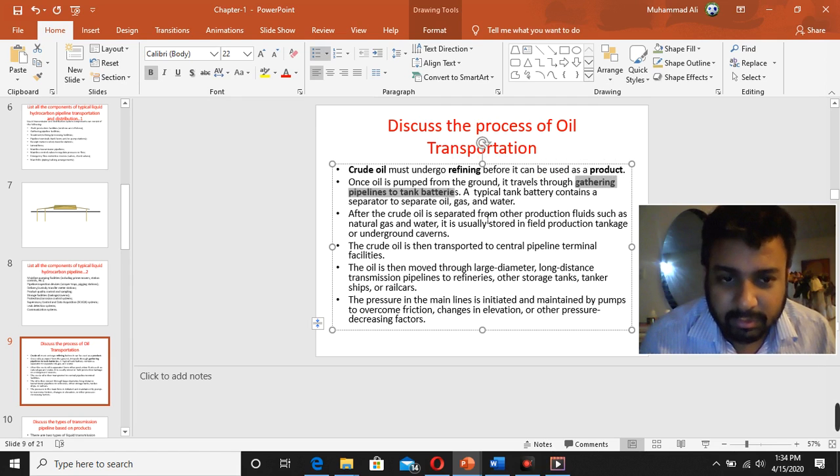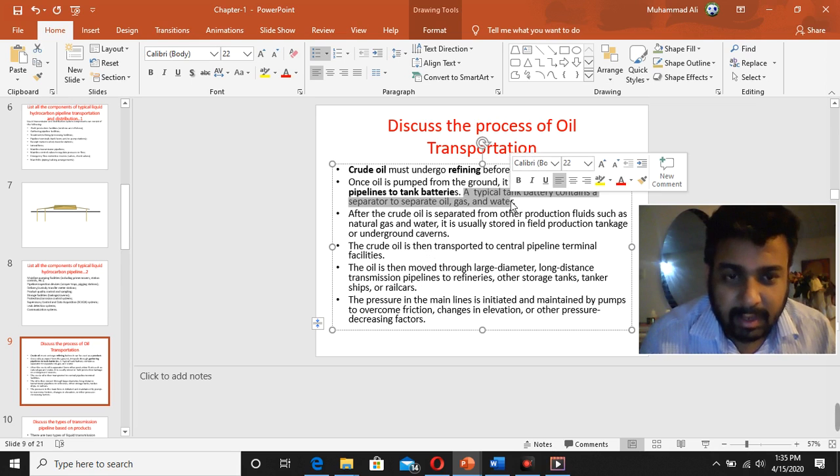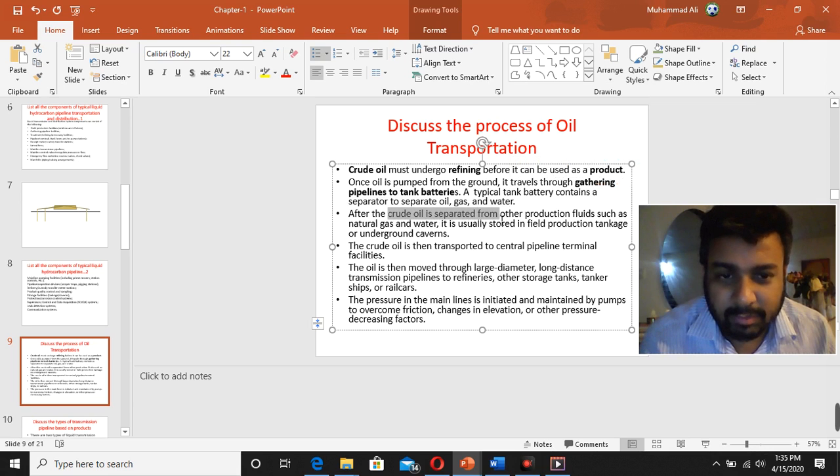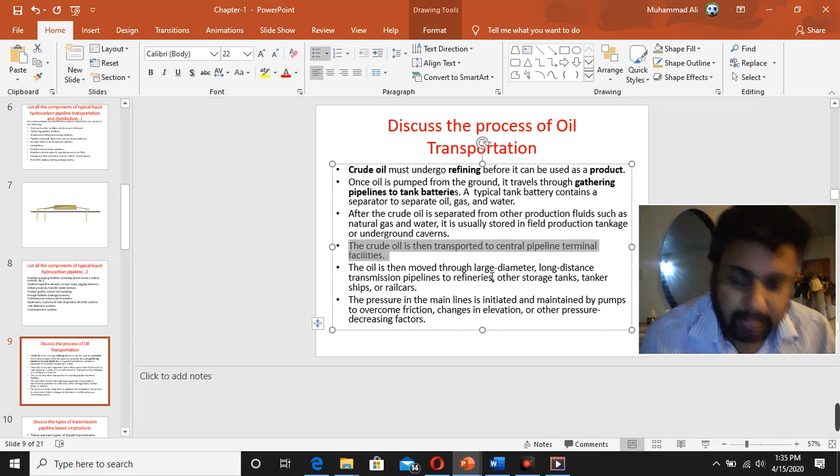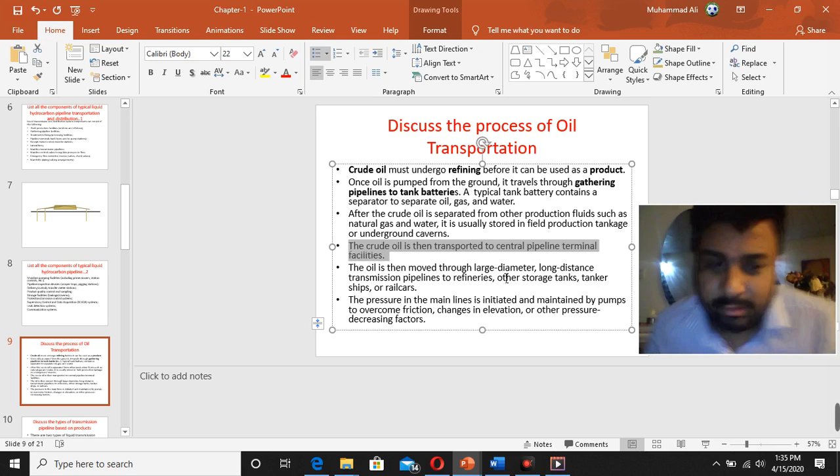Then after it is stored, in the first step, we have the separators mainly, and using the separators we separate gas, oil and water. And this crude oil, once separated from the gas and water, we store in the tanks, production tanks. After this, we transport this crude oil using the pipelines. Then this oil pipeline is moved through long distances to the customers or to the refineries or to another country and so on.